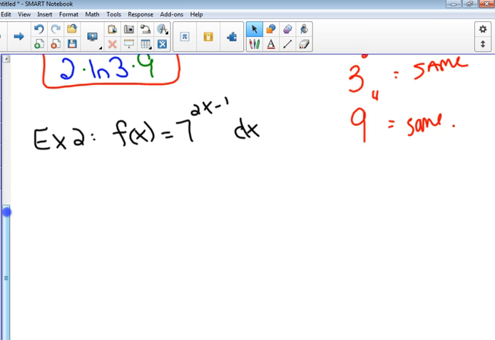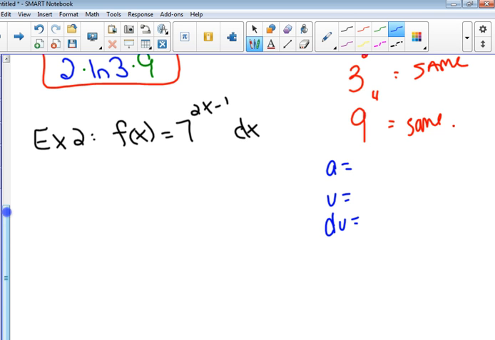Alright. So same thing here. Figure out what your A is, figure out what the U is. Alright, what do you guys think your A is? 7, good. The U is going to be perfect. What do you guys think about the DU? 2dx, perfect. If you want to divide by dx now, or you could just think what's the derivative of u. Either way, doesn't matter.